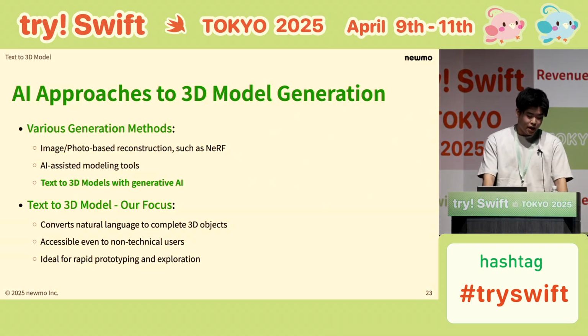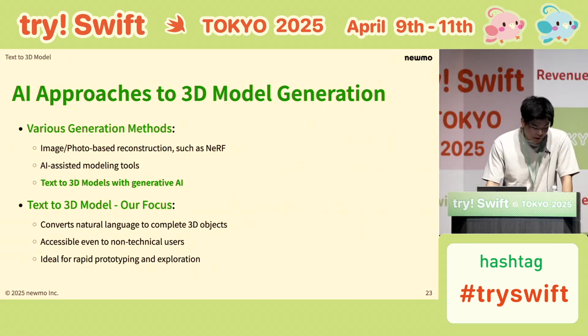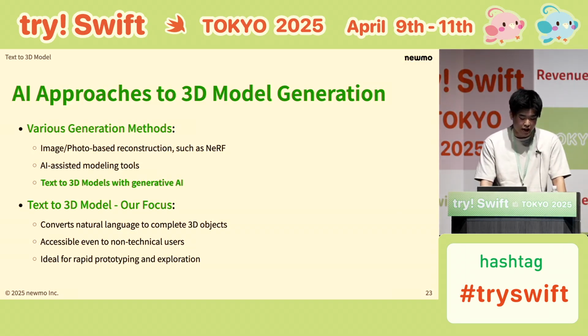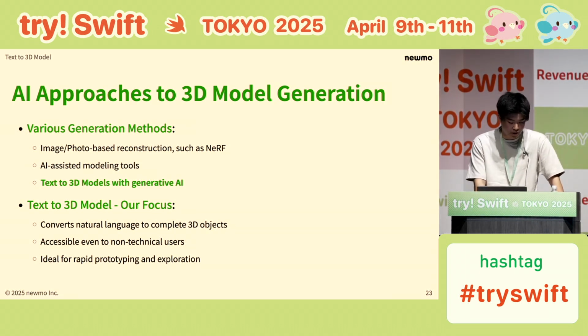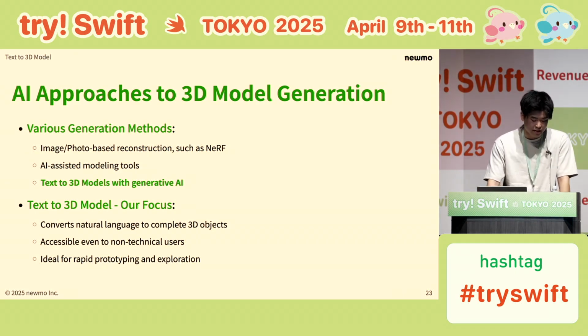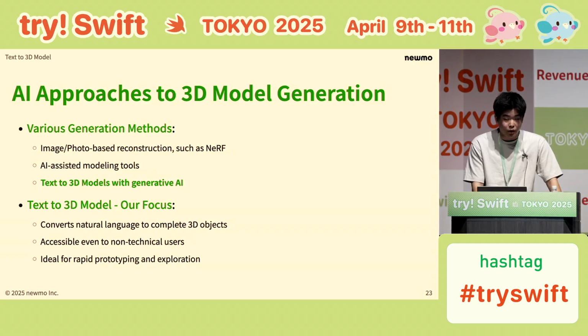When we talk about AI making 3D models, there are some different ways. Making 3D models from photos using methods like NeRF to reconstruct 3D objects from many photos. Modeling tools with AI help, where AI helps inside normal 3D modeling tools. But in this session, we will talk about text to 3D model using generative AI. This way lets people make full 3D models just by writing about them, making it very easy to use, even if you don't know 3D modeling.